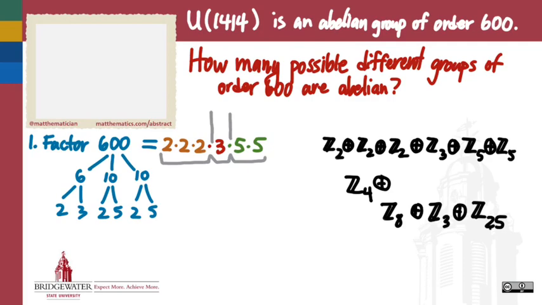And when I say combine together, it's not really combining, right? I'm replacing it with a different, up to isomorphism, group that has the same order. Z8, Z3, Z25. And so now that's going to be different than the others.